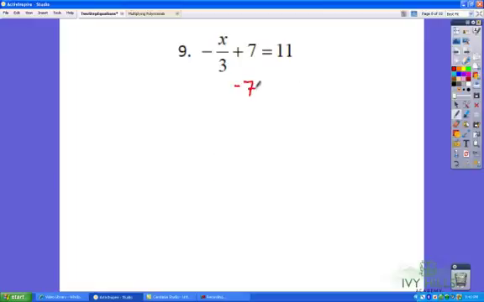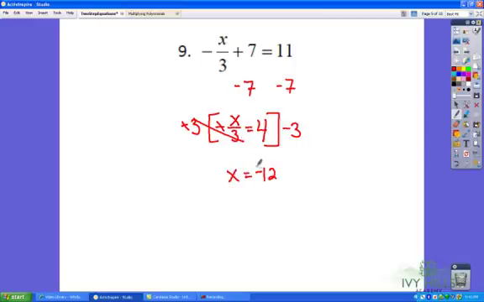For number 9, if I subtract 7 from both sides, I will have negative x over 3 equals 4. At this point I will multiply both sides by negative 3. Notice that my negatives will cancel, the 3's will cancel, and I will be left with x equals 4 times negative 3, which is negative 12.